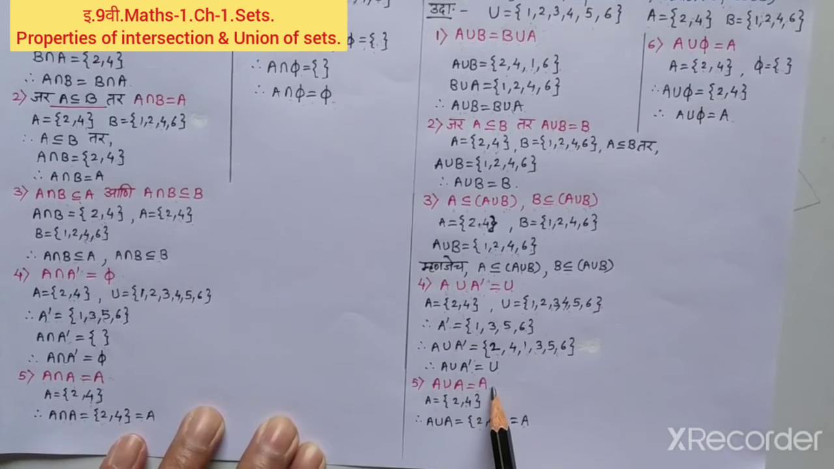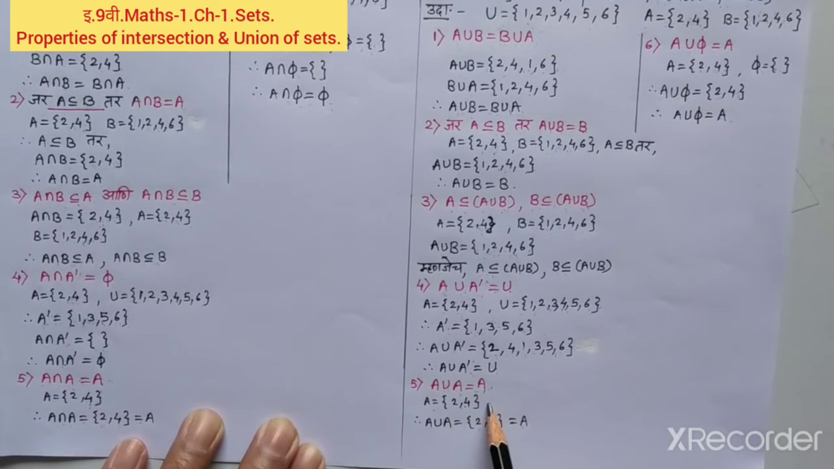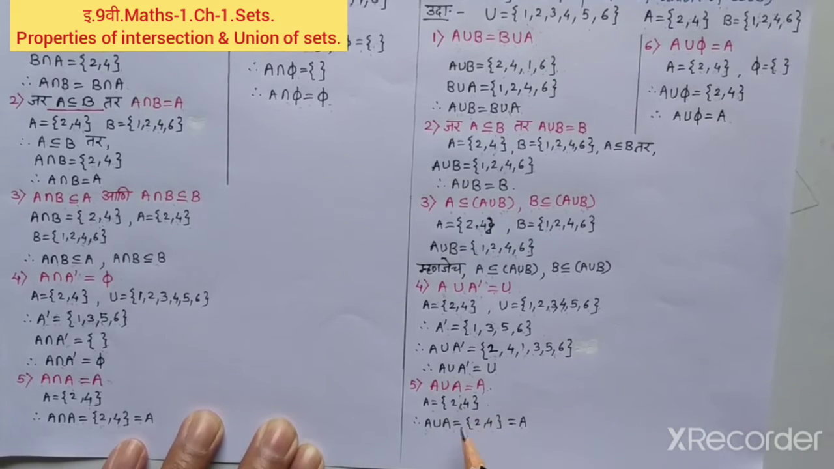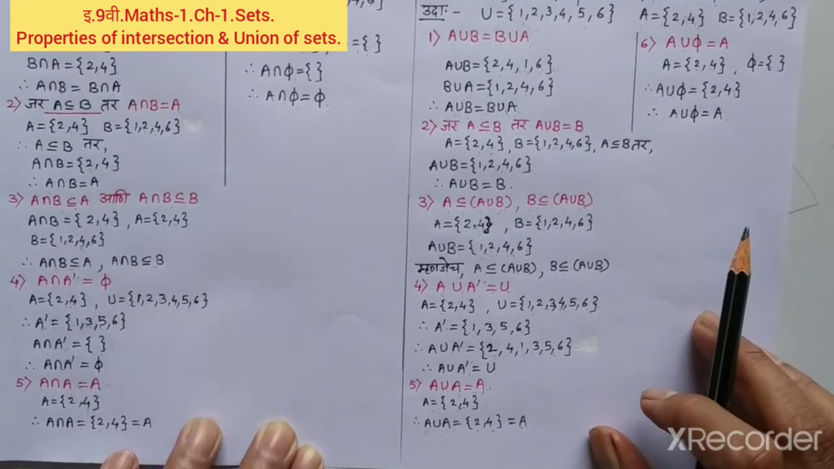Next property, A union A is equal to A. So union of the set itself is the given set itself. So A is equal to 2, 4, and therefore A union A, the union of A itself is the set itself. So A union A is equal to 2, 4 is equal to A. We can easily understand this property.